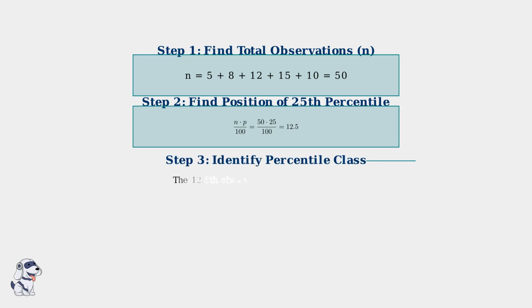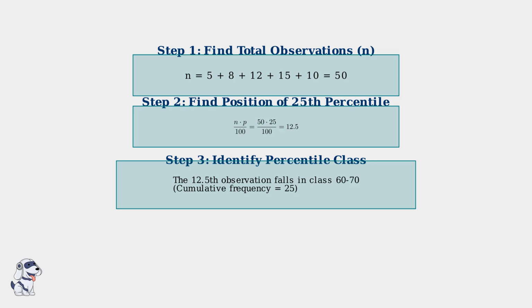Step 3. The 12.5th observation falls in the 60 to 70 class interval, since the cumulative frequency up to this class is 25, which includes our target position. Now we can substitute all values into our percentile formula to calculate the exact 25th percentile value.